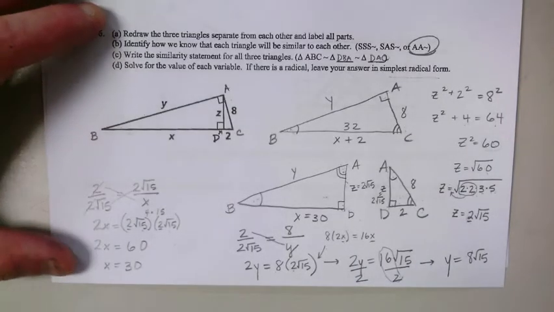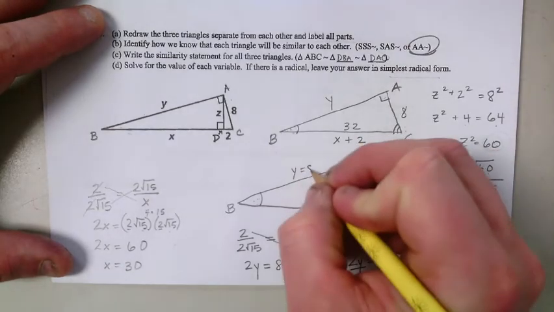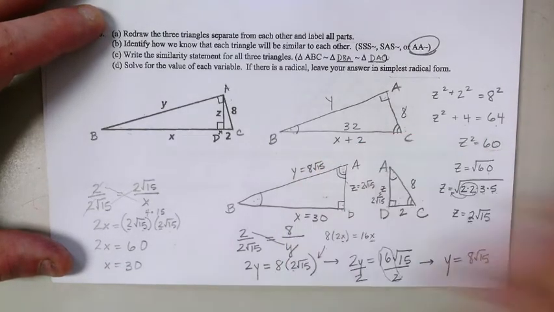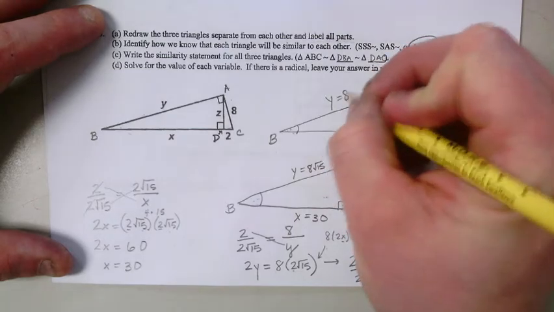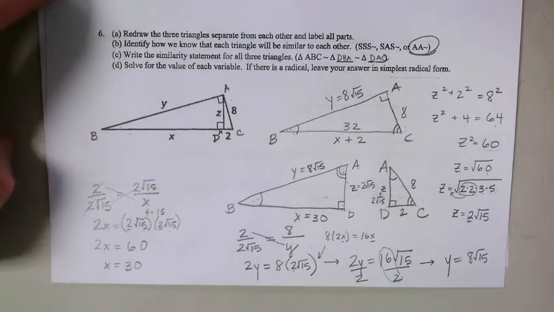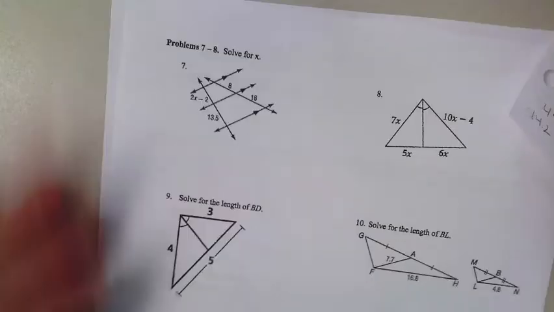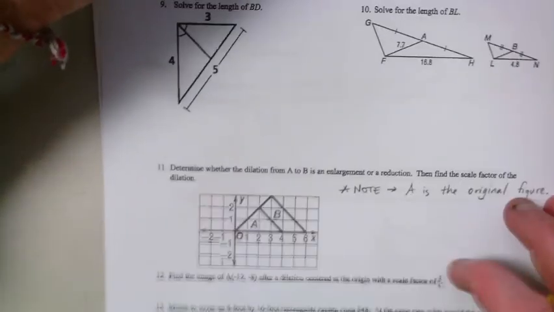So again, our answer, x is going to be 30, y is going to be 8 radical 15, and z is going to be 2 radical 15, okay? A lot of work there, but that's why I wanted to show you how to work through those, okay? The last problem I wanted to talk about was number 9, okay?